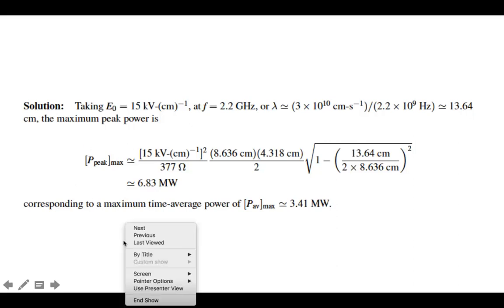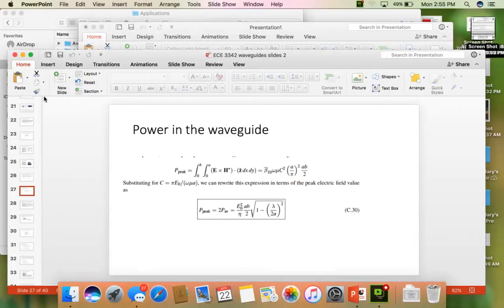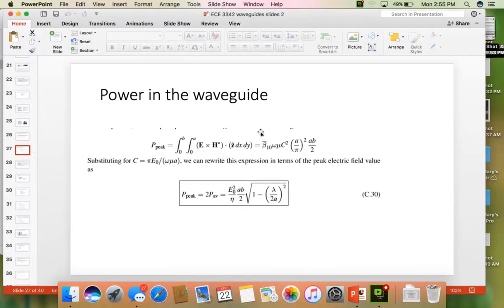So let me go back to the presentation. We'll end this show here, and we'll go back to the PowerPoint presentation that, from the addendum in ENON, listed the formula for the peak power in the waveguide. So the peak power is basically equal to the field squared, A times B over eta times 2, and then 1 minus lambda over 2A quantity squared. So this is the formula that you're going to use in this solution.